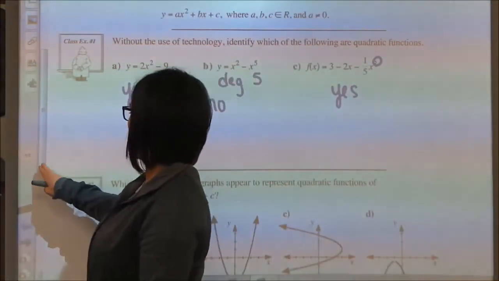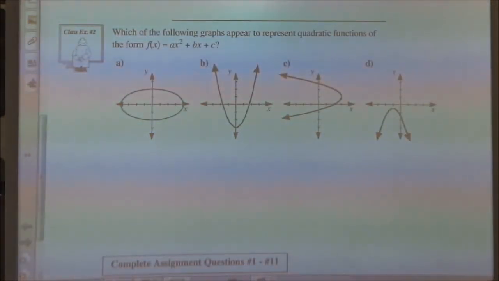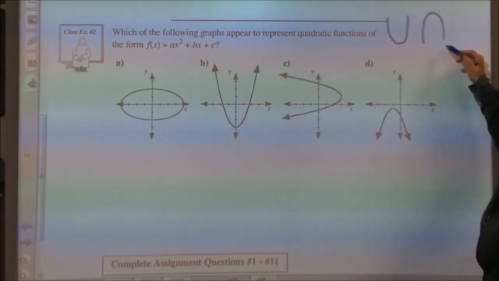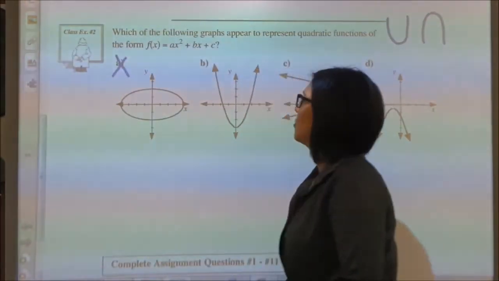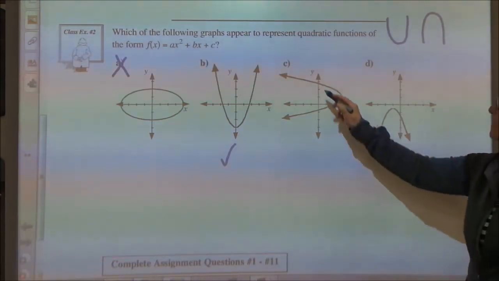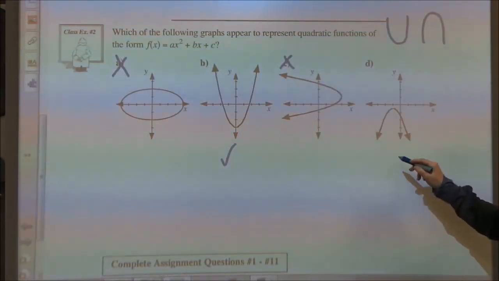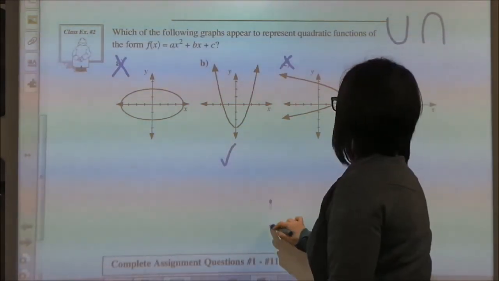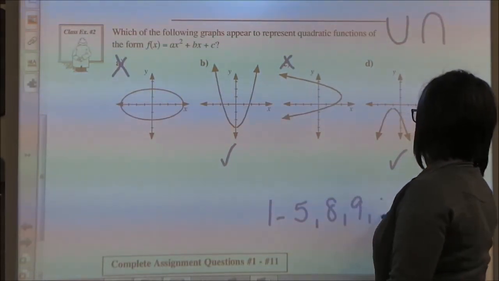Okay? So if you look at class example number 2, which of the following are quadratic functions? So is A a quadratic function? What shape do quadratic functions give me? A U shape going this way or that way. This is not a quadratic. What about B? Yes. What about C? No, because it's on its side. And what about D? Yes. It can be upside down. Okay, so your questions are questions 1 to 5. And then 8, 9, and 10.